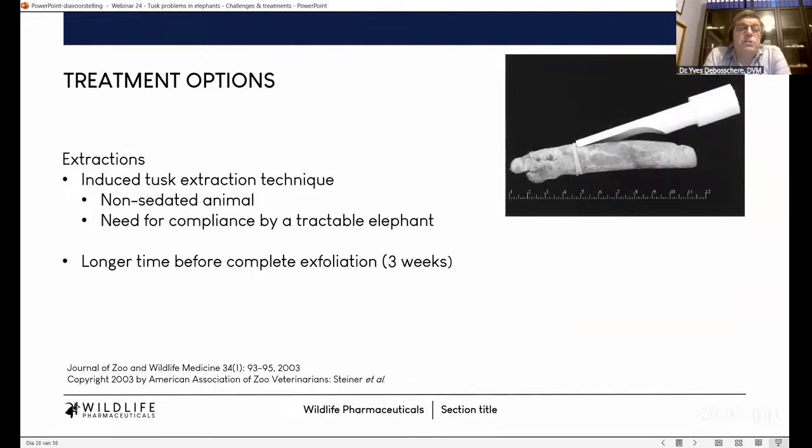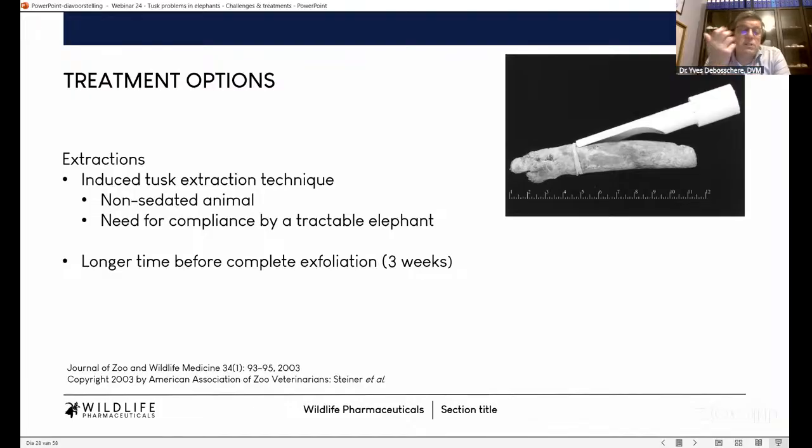Other treatment options are extractions, and for extractions we have a few. We have the infused tusk extraction technique. That is that they put a rubber ring around the tusk, and then every day they hammer it a little bit further inside.